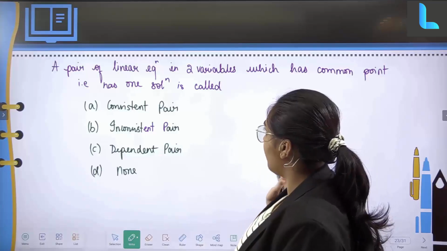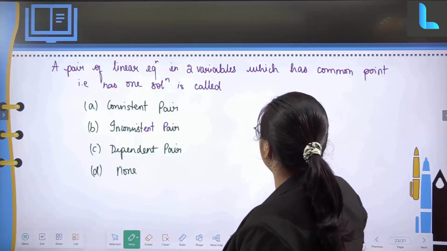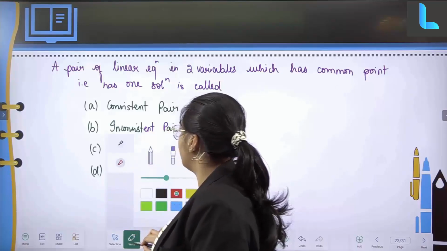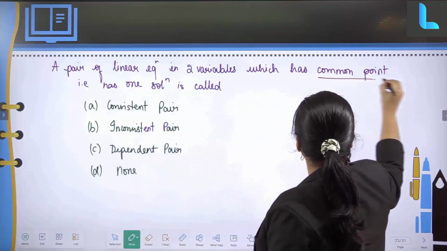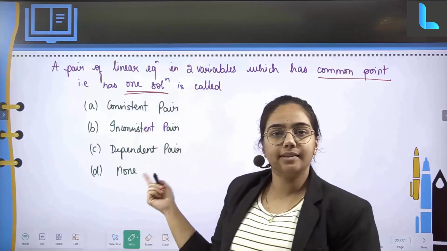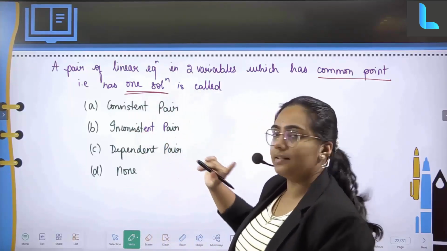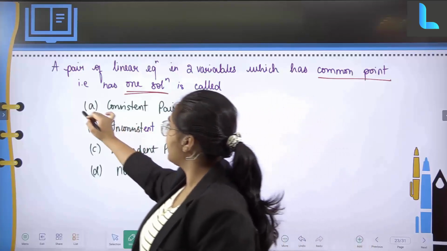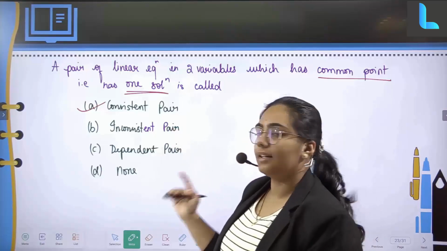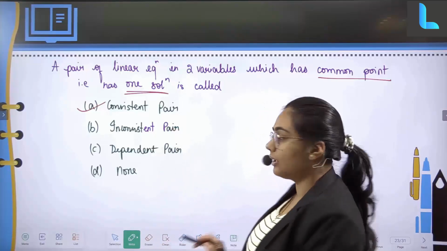So the question is, a pair of linear equations in two variables which has a common point. So over here it is clearly telling common point and it has one solution. What is it called as? It has only one solution. So if it is having one solution, it is directly a consistent pair. An inconsistent pair is something which is having no solution.